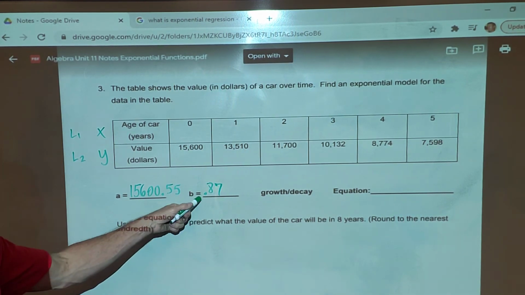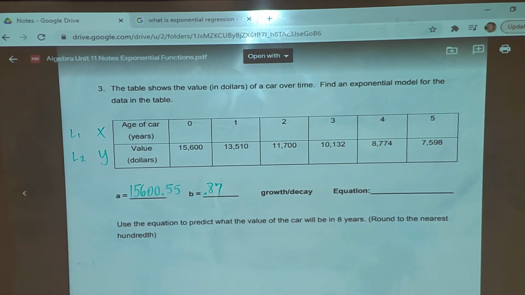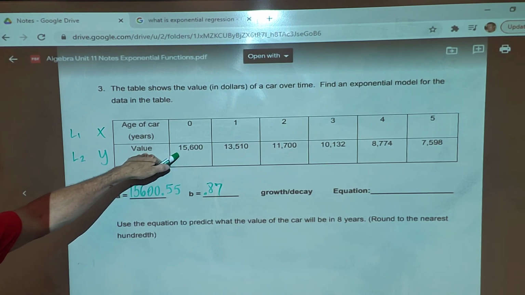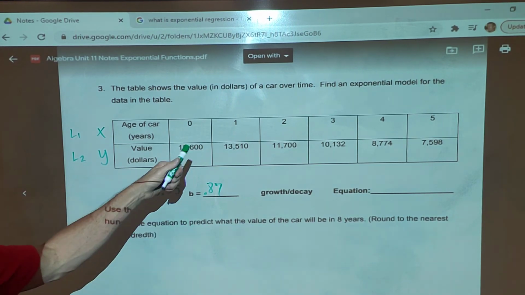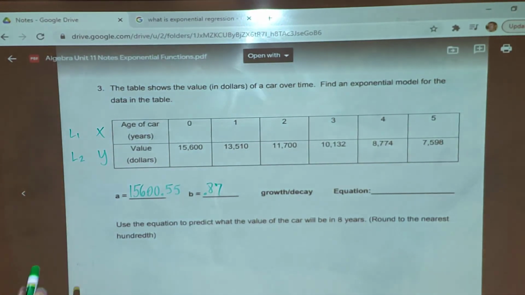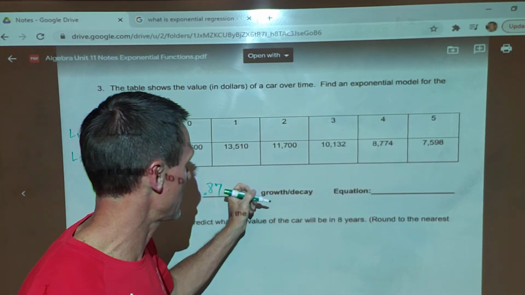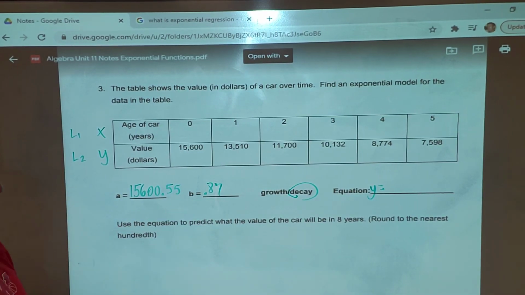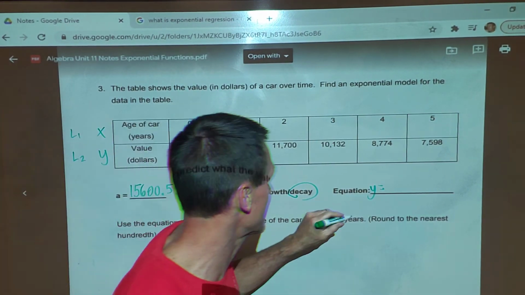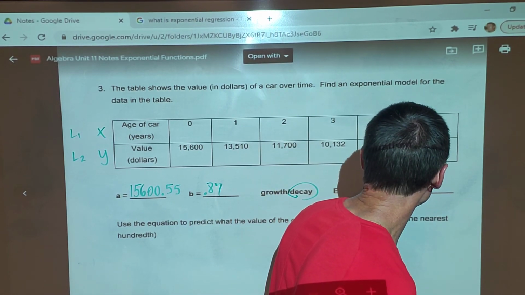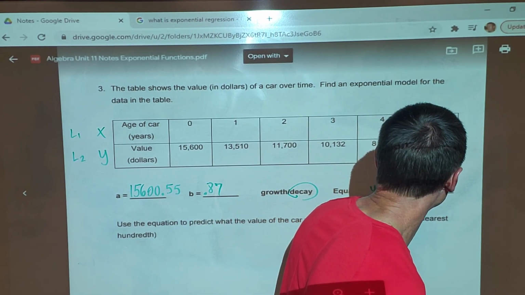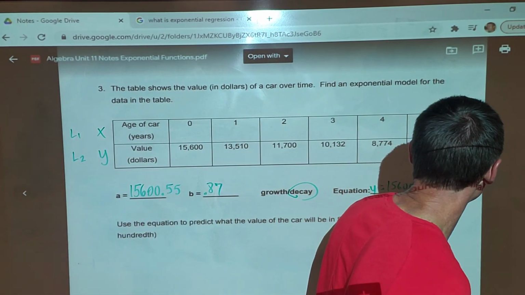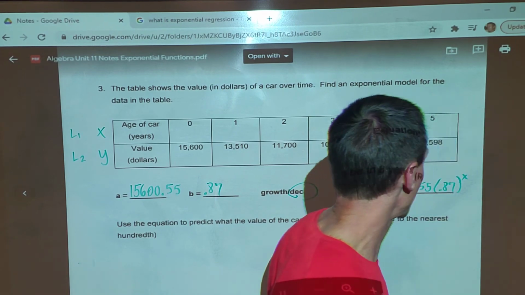Now again, since this number, the B value, is less than 1, it shows decay. And again, that's easy to see here. The value of our car started at 15,600. Each year it was valued less than the year before. So again, that would be decay. My equation is A times B to the power of x. So 15,600.55 times 0.87 to the power of x.